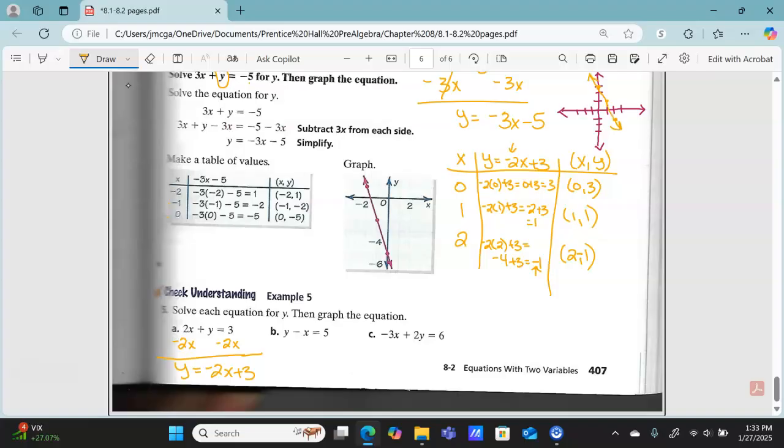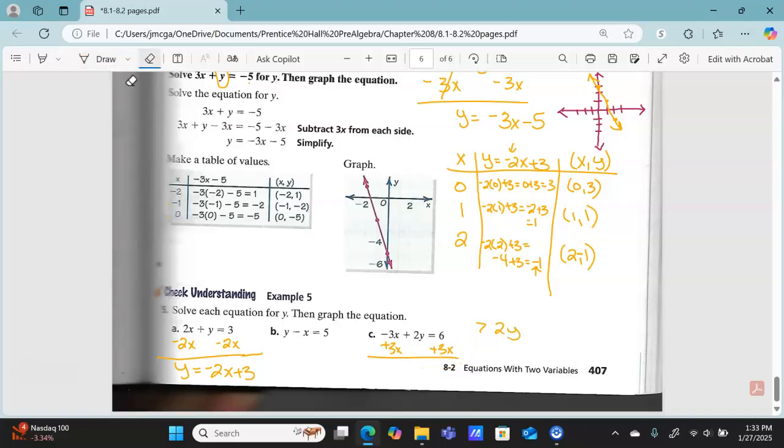So the last one that I'm going to do in this is this equation right here. So I would need to add 3x to both sides. That's going to give me 2y. We have 2y equals the 3x and the 6 can't go together. So I'm going to write that up here.